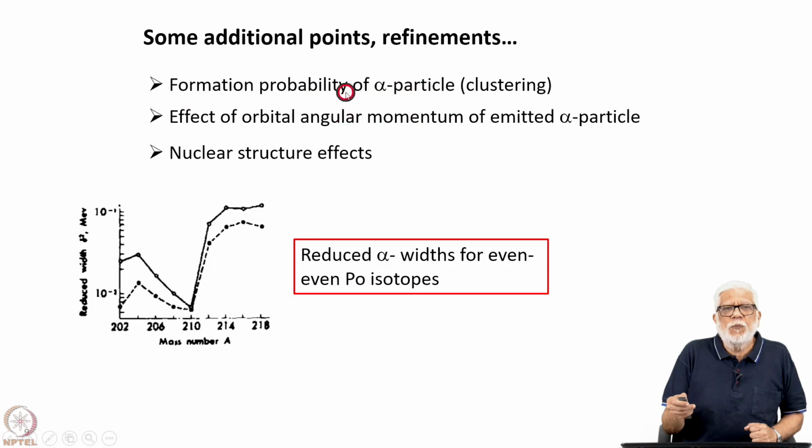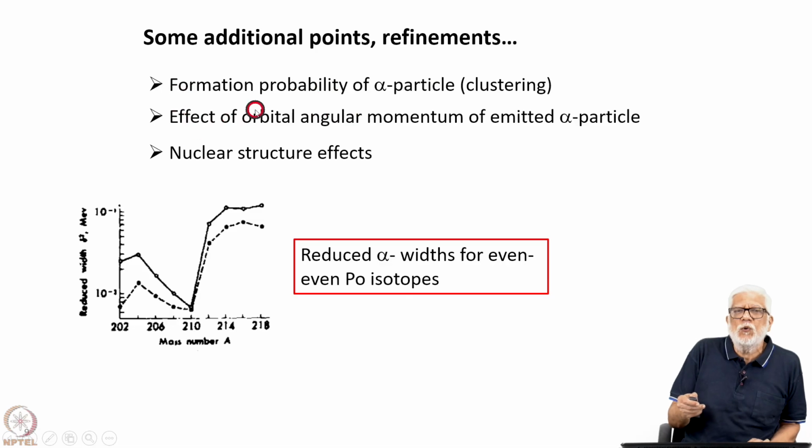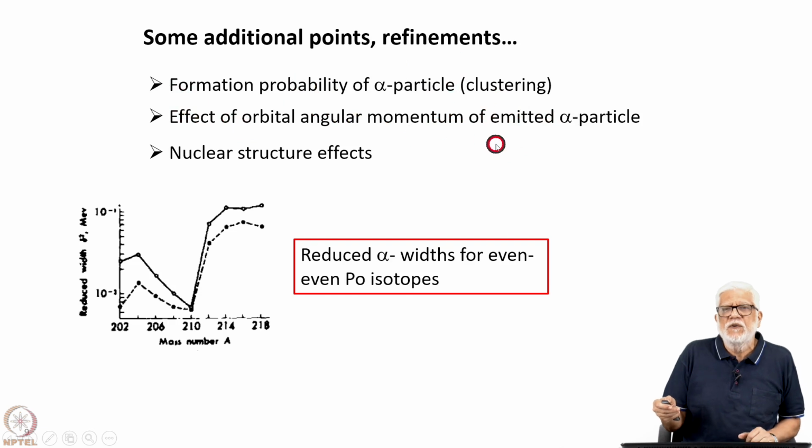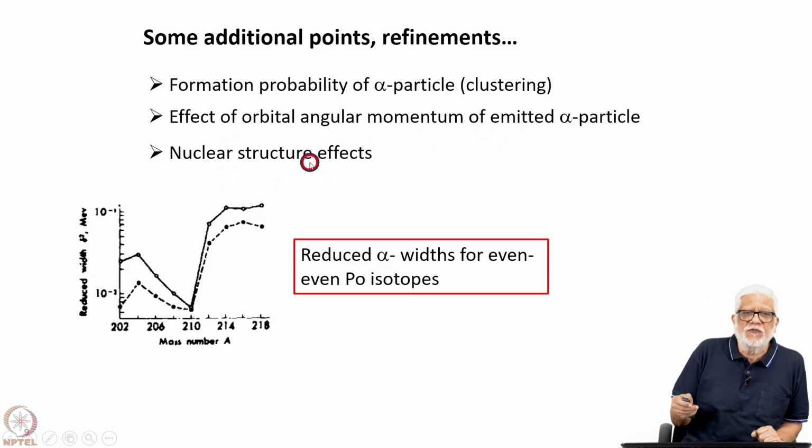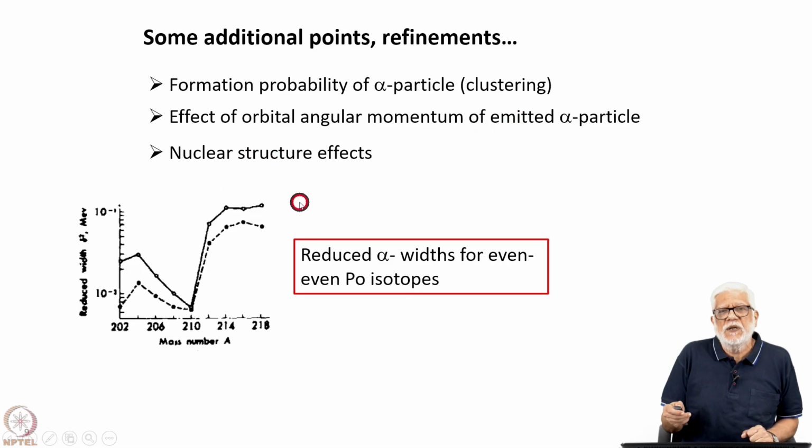So, one point in estimating this is that you have to know the formation probability of the alpha particle. Then you have to take into account the effect of the orbital angular momentum of the emitted alpha particle. Of course, the S wave is the best because then it doesn't face a barrier due to the angular momentum, which goes basically like L(L+1)/R squared. And then there are, of course, nuclear structure effects. If you have nice alpha clustering in these heavy nuclei, then of course you expect more alpha decay.